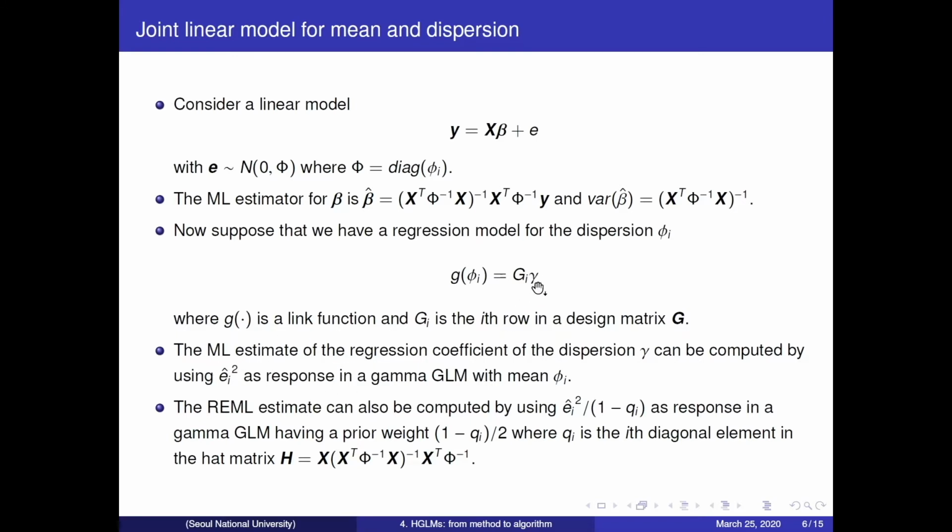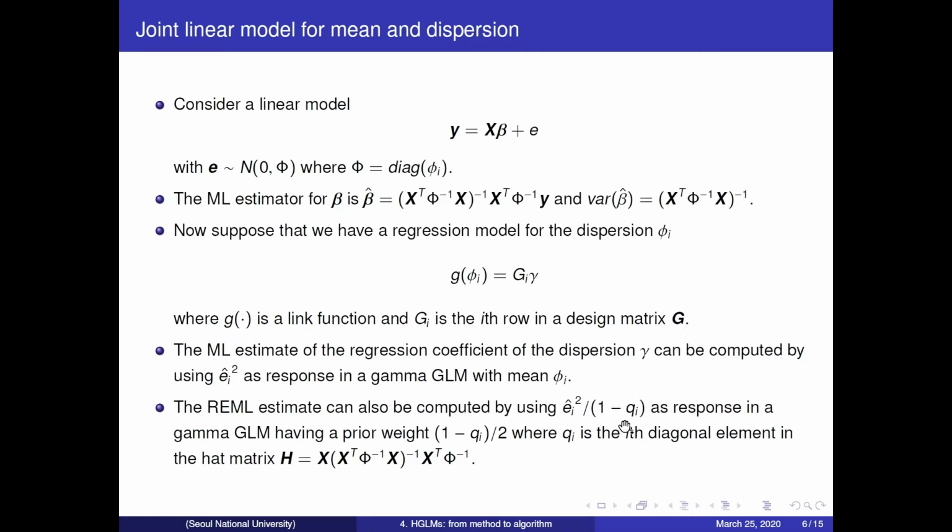The REML estimates can also be computed by using ei hat squared divided by 1 minus Ki as response in the gamma GLM, which has a prior weight of (1 minus Ki) divided by 2, where Ki is the ith diagonal element in the hat matrix. With that, we have the hat matrix, which is H equals X (X transpose C inverse X) inverse X transpose C inverse.